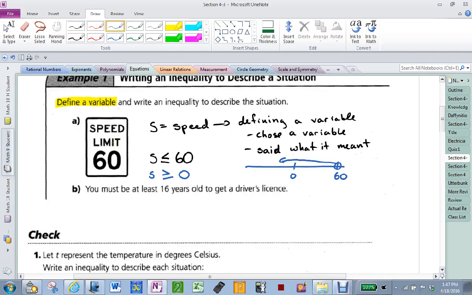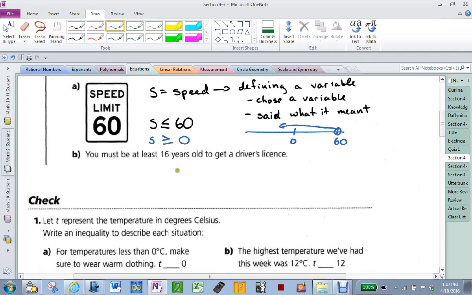Does everyone understand how less than and greater than work? It's easy, right? Okay. Here's the next question. You must be 16 years old to get a driver's license. What's a good variable? Y is 16. Y equals years. Yes. Okay? All right?